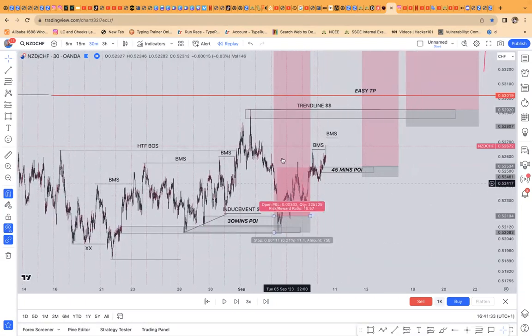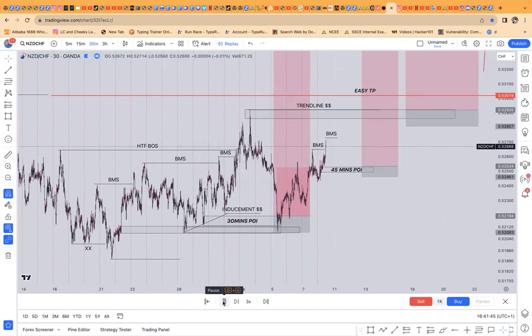Now, price has been distributing to this point. So yeah, before I mark this area, what happened? Let's see what happened here. Price went to that zone once and dropped down. So let's see.